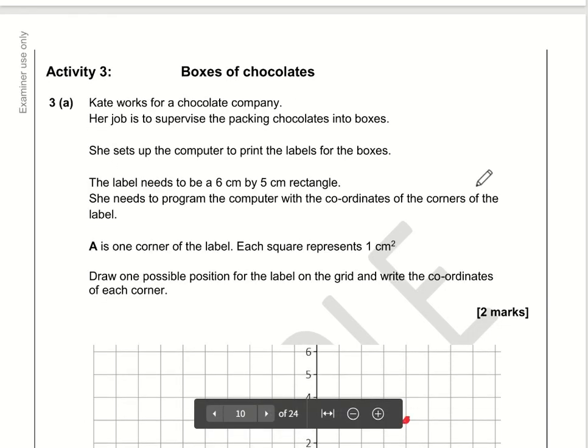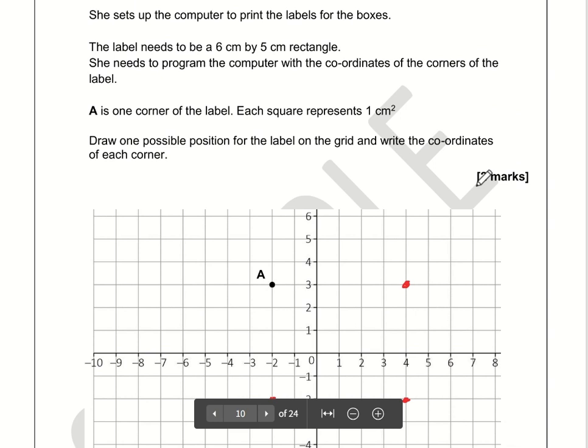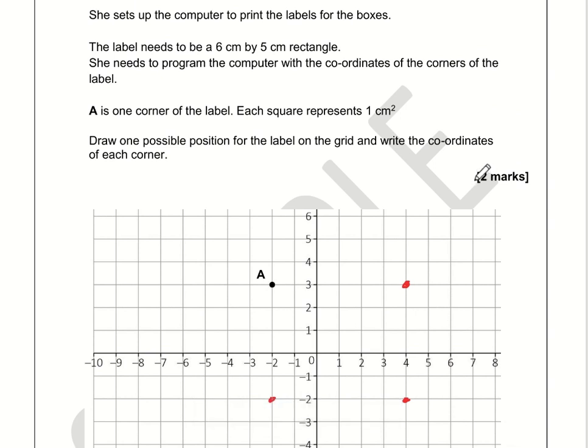Do we need to label them B, C, D? No, we don't. We just need to draw one possible position for the label on the grid. Okay, right. So again, using a ruler probably would have been better here. And write the coordinates of each corner.